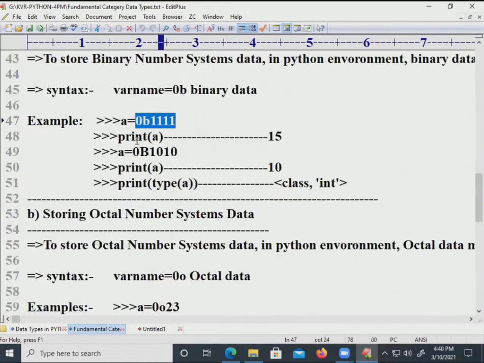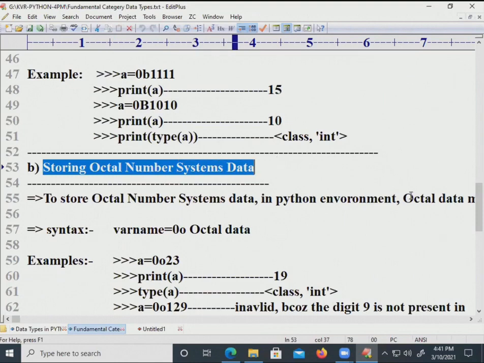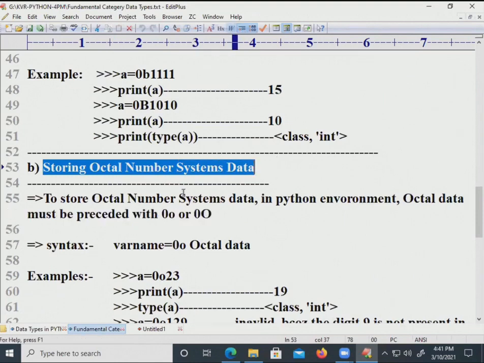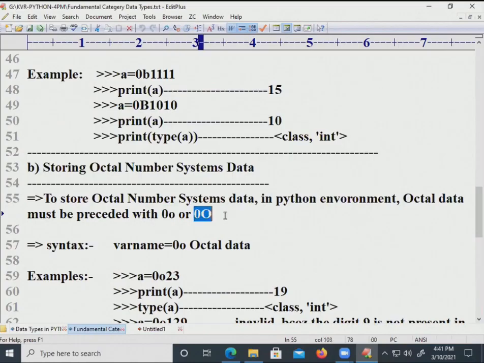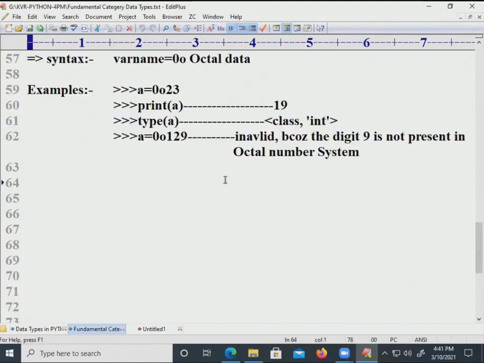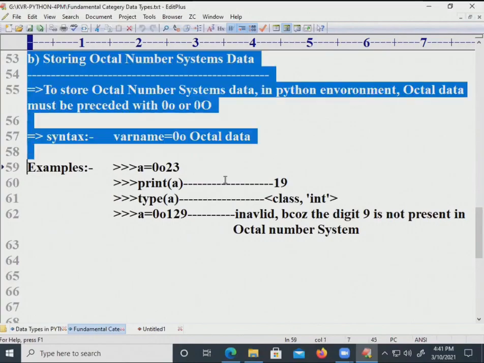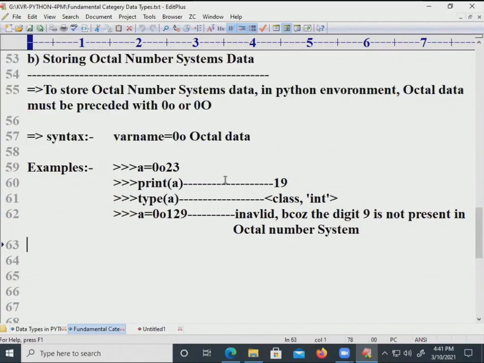I showed you that in the last class, including the conversion; some calculation also took place. Storing octal data must be preceded with what? 0o, or 0 capital O. We wrote that 0o and converted it like this. Now the tendency is to go for hexa. Everyone, just look at this part. This is done. Next we are going for hexa.